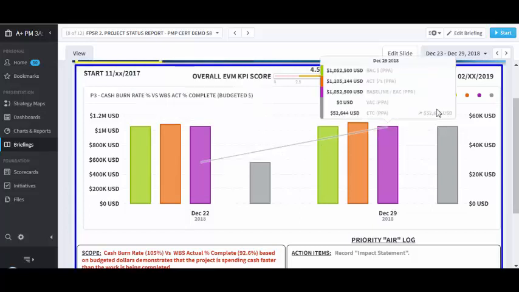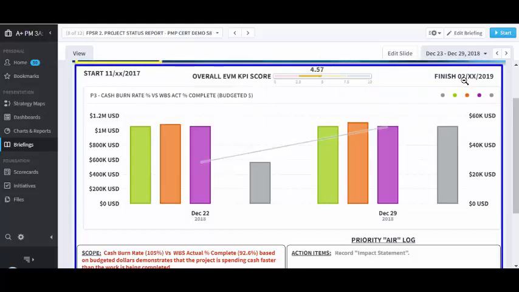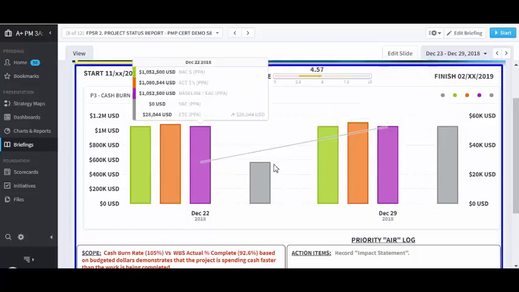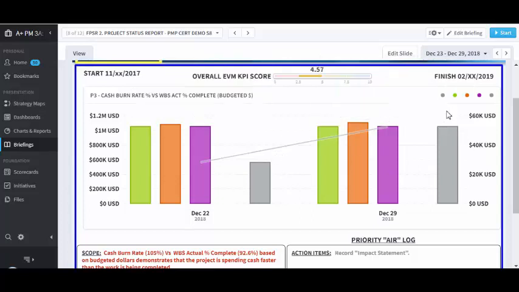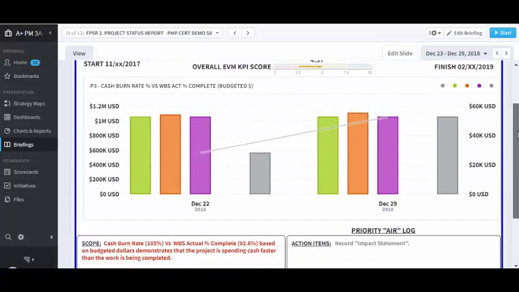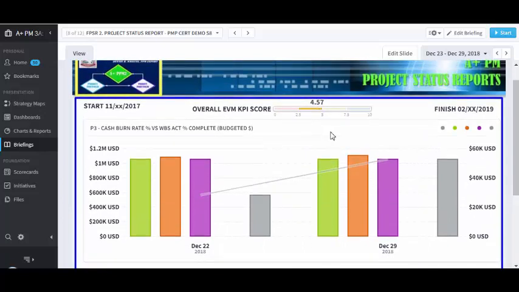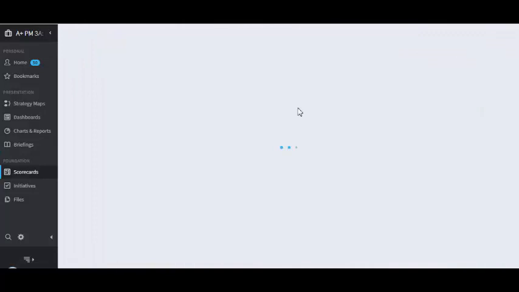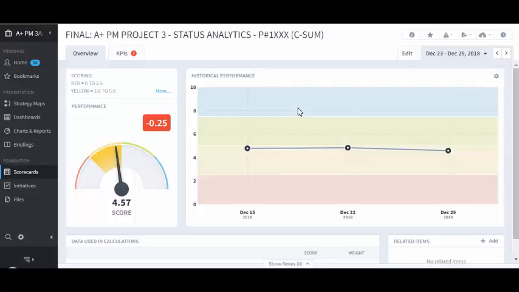So what this is telling you, basically, as of 12/29, it has a projected finish date sometime in February that you are out of funds. So basically, you're going to be continually trending upwards. So let me go here. Before we go down to the detail, the project was scheduled to start November 2017, finish February of 2019. The overall EVM KPI score, which stands for Earned Value Management KPI score. So when I click on this, what it's going to do is take me to the scorecard for Earned Value Management.